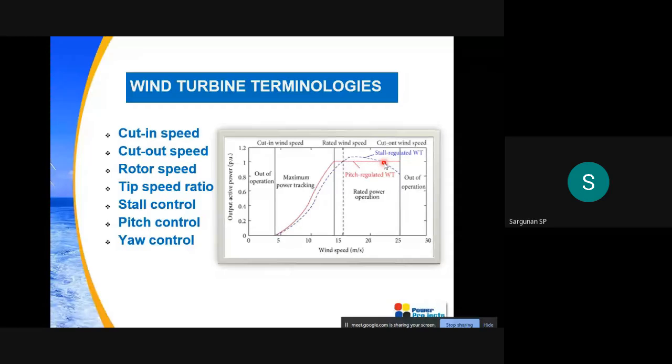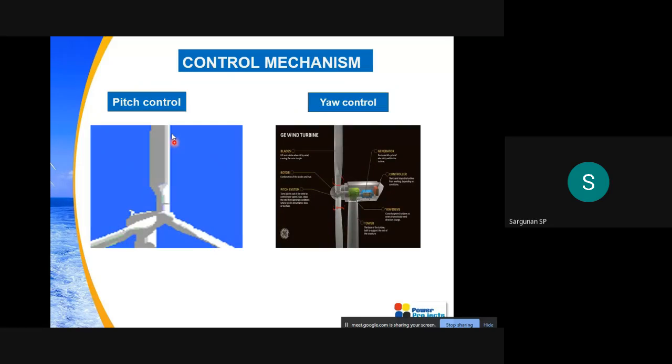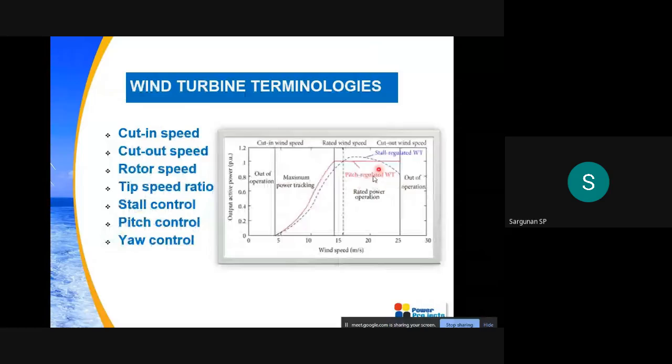It will increase the capital cost of the wind turbine. So that's the reason why some will still go with the stall regulator. Apart from that, it will also increase your maintenance cost, because if you have this pitch control, there will be moving parts, so the maintenance costs will also increase. But if you go with the stall regulated wind turbine, there will be no such maintenance cost.